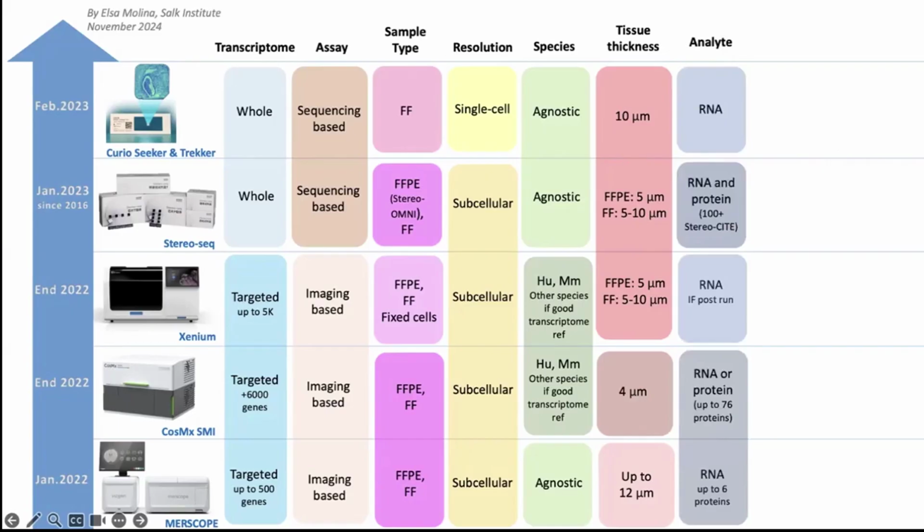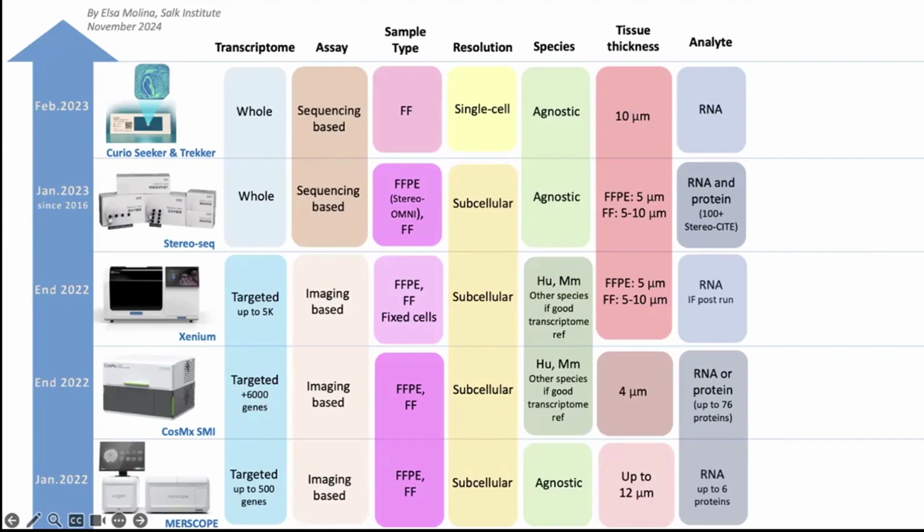Analyte. Of course, all of them are doing RNA, but some can run protein on top of RNA. With the MERSCOPE, you can add protein on top of your RNA, up to 6. But as I mentioned before, that is not really recommended because the efficiency of your assay is going to drop. For the COSMIC, you can run RNA or protein, so you cannot run them at the same time. And for protein, you can run up to 76.